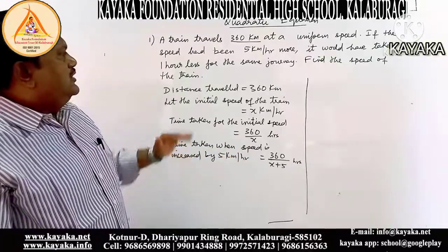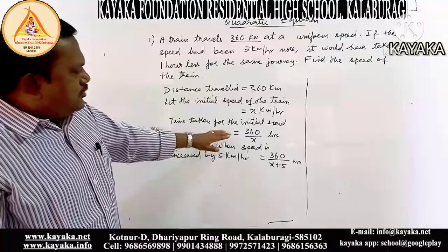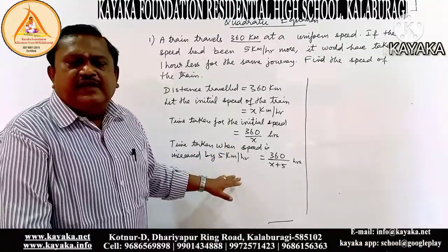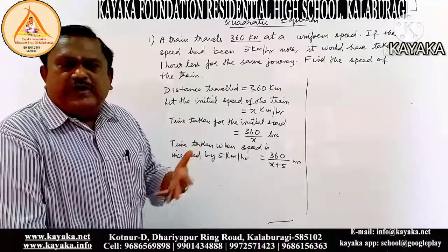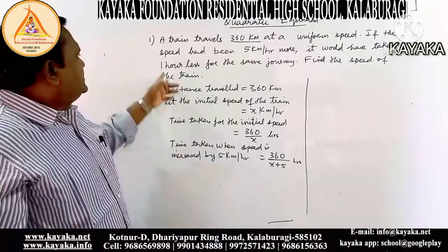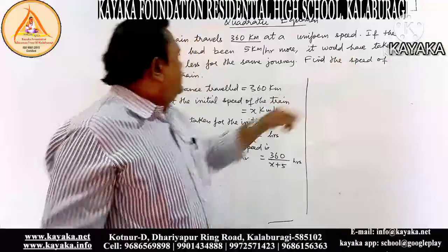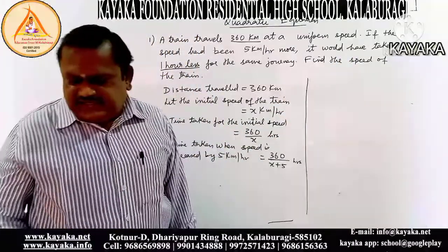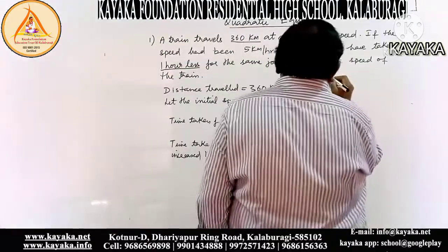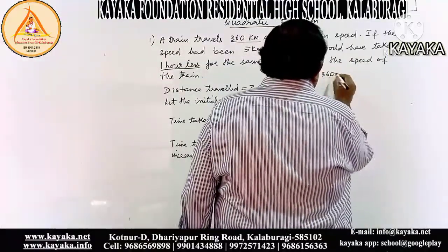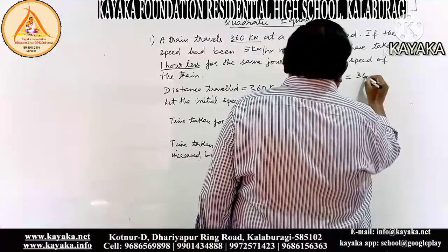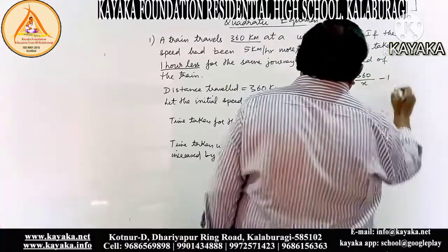Okay, dear children. Now we will go for the condition. Now we got both the time taken for the initial speed, and the time taken when the speed is increased by 5 km per hour. Now we can go for the condition. What is the condition? It would have taken 1 hour less. That is the condition. Therefore, we will get like this: 360 divided by x plus 5 will be equal to 360 divided by x minus 1.